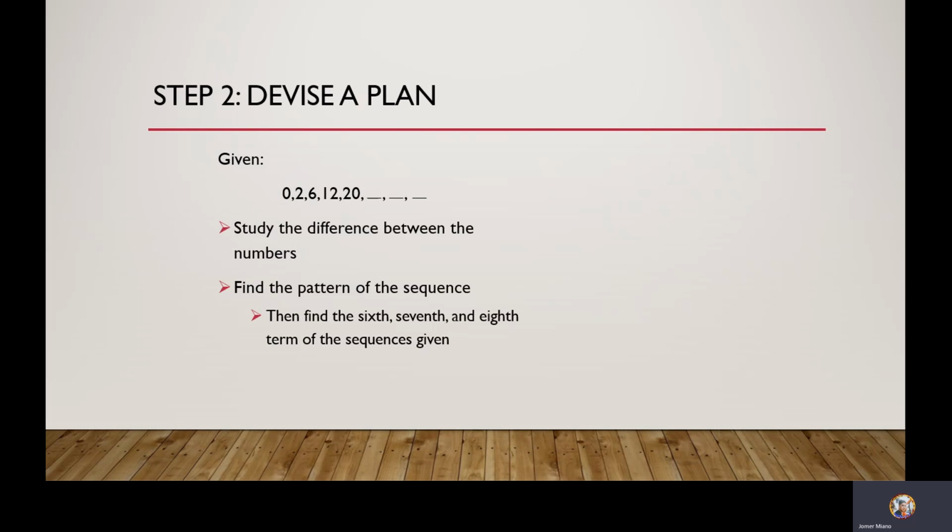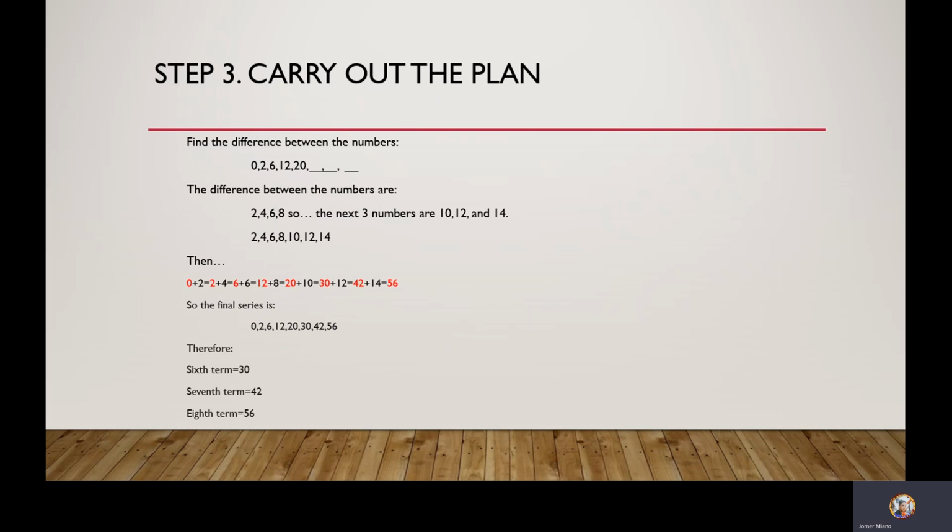So, step 2, devise a plan. So, given pa rin, 0, 2, 6, 12, and 20. Study the difference between the numbers. So, yun yung plano natin. Then, find a pattern of the sequence. Then, find the 6th, 7th, and 8th term of the sequences given. So, step 3, carry out the plan.